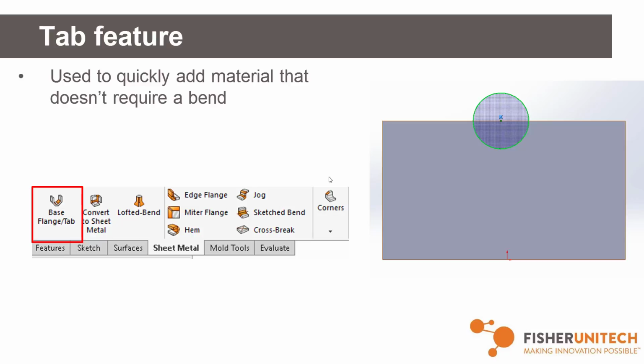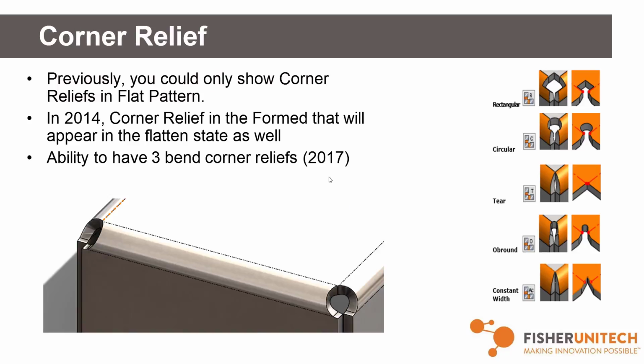So if I wanted to add something like this little, I don't even know, do you want to call it? I'm just missing it. Circle. You can just quickly add that material onto the top of it. So that's going to be housed right under your base flange / tab command.